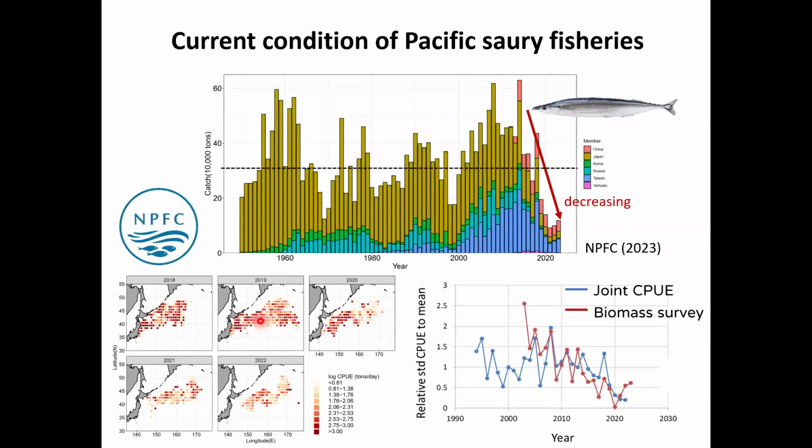Based on the historical catch, you can see that in recent years the total catch is decreasing and continues decreasing. This fishery is harvested by various fleets like China, Japan, Taiwan, Russia, and Korea. So this is a very important fishery in the North Pacific Ocean. And according to the biomass survey and the joint CPUE index, you can see that the trend is decreasing.